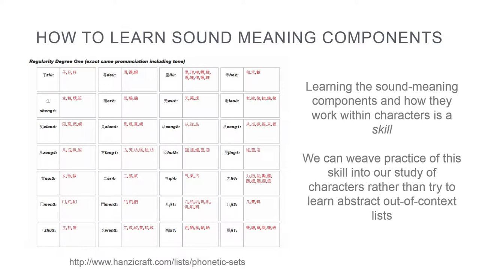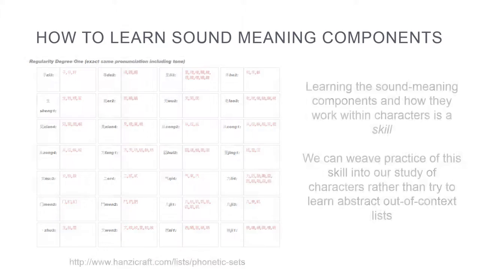Sound meaning components are all about making links between characters and words, using what we already know to build up our knowledge of Chinese. I've introduced this concept as early as possible because you can now start to work on this skill and this understanding. I would have introduced it earlier, but it requires a certain level of knowledge about the basic characters and components first, so I hope you'll forgive me for holding back until now.